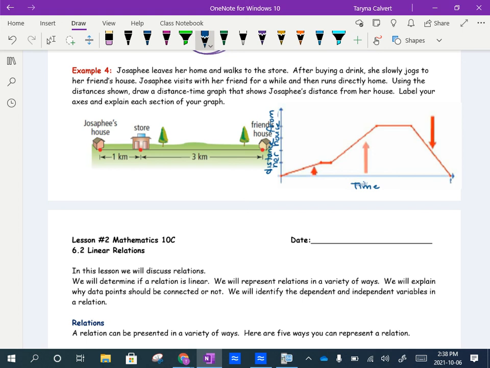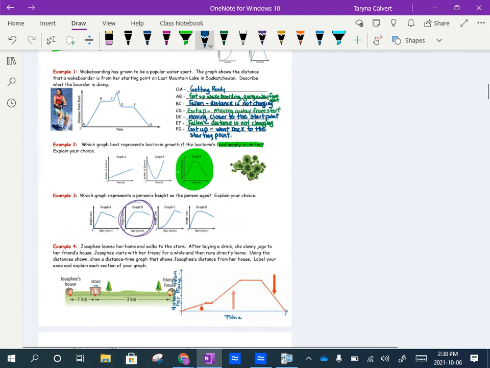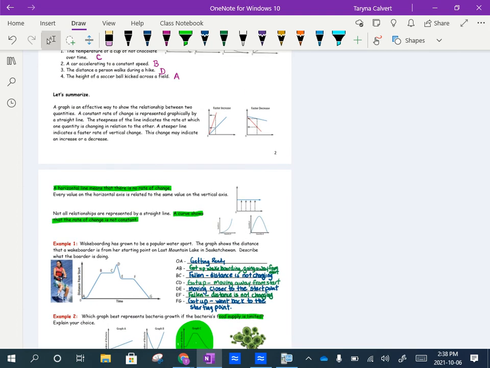And then the resting spots, right? So hopefully the first horizontal line makes sense, that one should be shorter than the second horizontal line. Because the first one she's just stopping at the store, and the second one she's visiting her friend, which hopefully would be longer than a quick stop. And you're done.